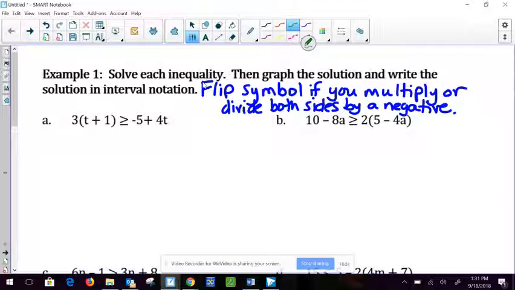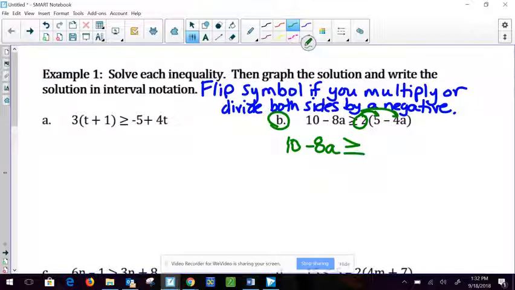So let's start by looking at letter B. Looking at letter B, do we all see how there are parentheses on the right-hand side of the equation? Good. So then we're going to go ahead and do what we've been doing over and over. We're going to distribute that 2 to everything inside the parentheses. So the 10 minus 8a stays where it's at. We bring down that symbol. Be very careful to rewrite that symbol so you take care if there's any negative issues.